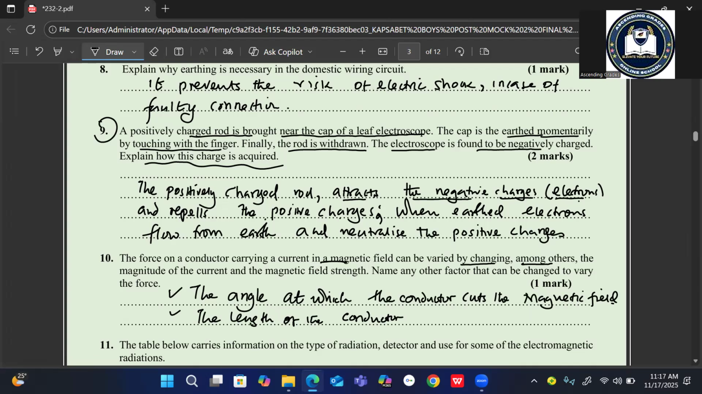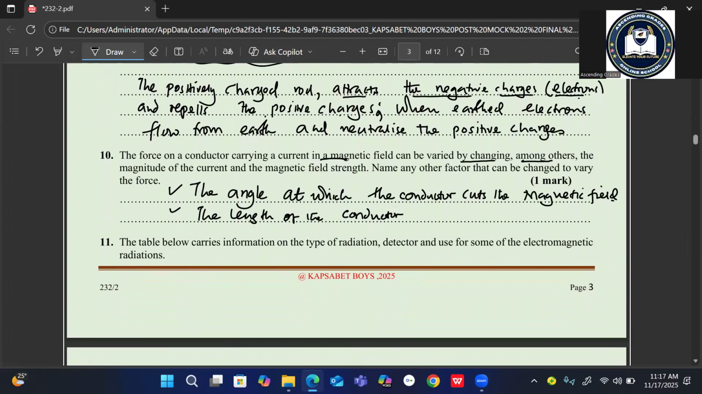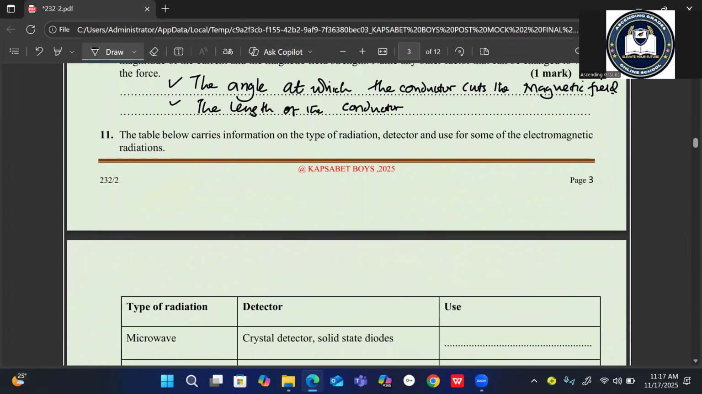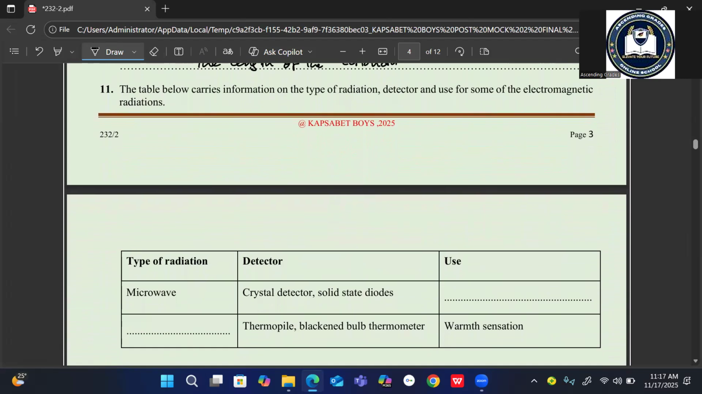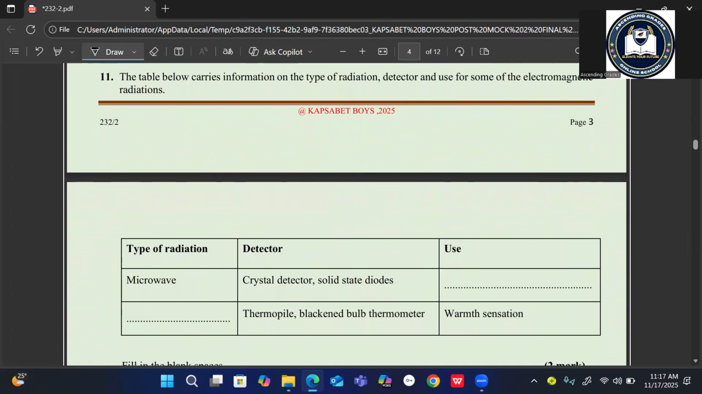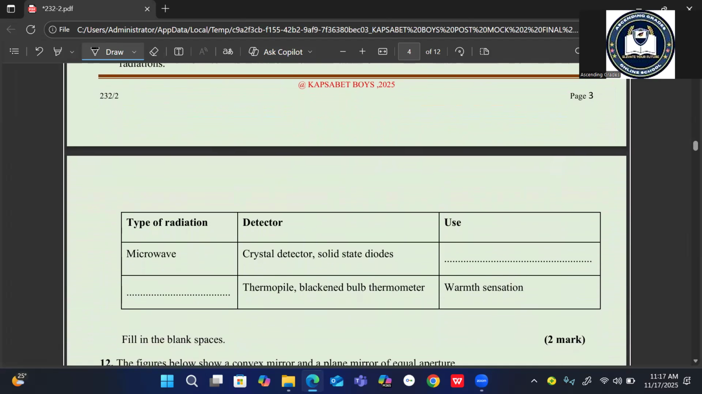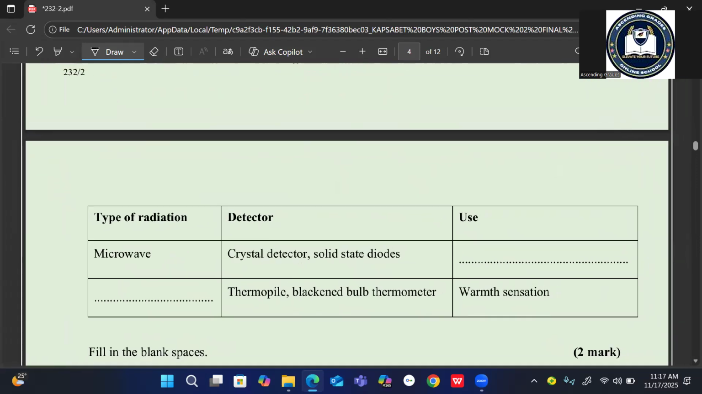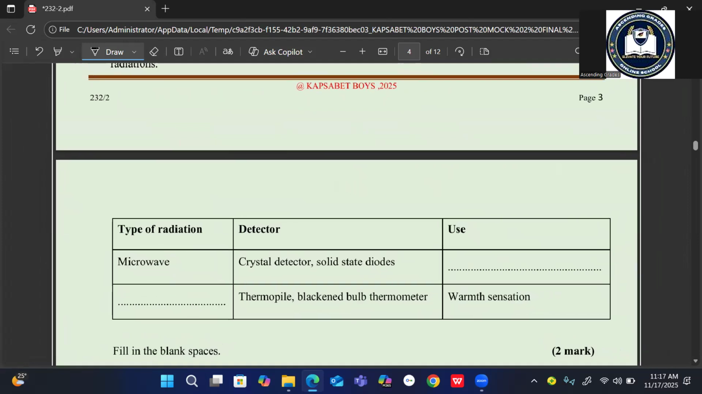Our question 11. The table below carries information on the type of radiation, detector and the use of some electromagnetic radiation. Then you're told to fill the blank spaces.